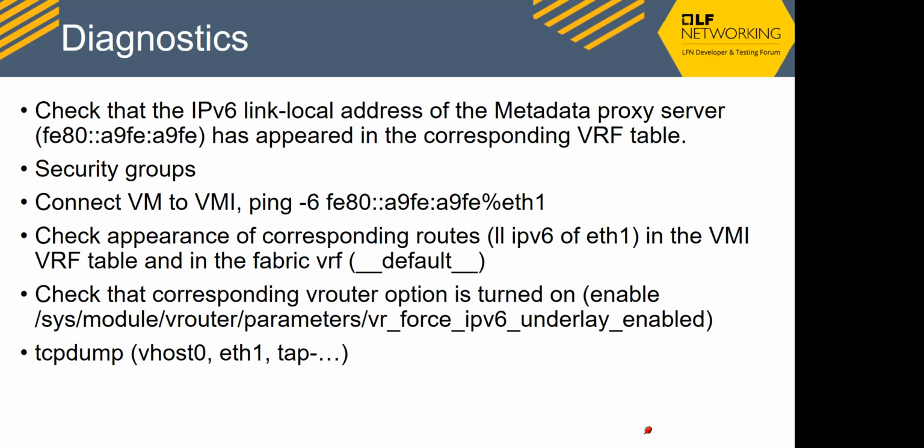And if the link local address of the VM which does ping appears in the Fabric VRF, then interception works and metadata server is able to advertise routes. And finally, if it still doesn't work, it's necessary to check that the corresponding vRouter option is turned on. So this option is VRForce IPv6 underlay.